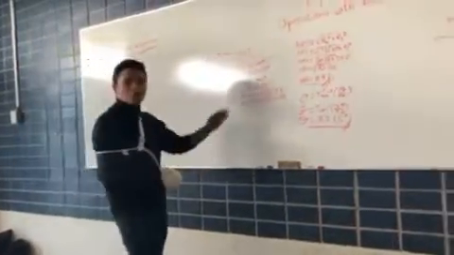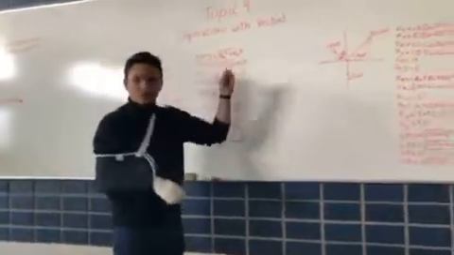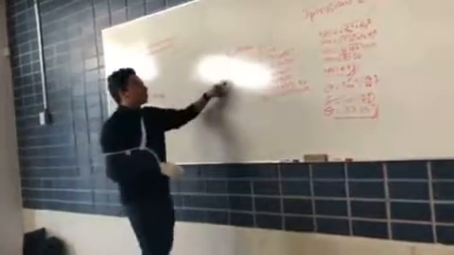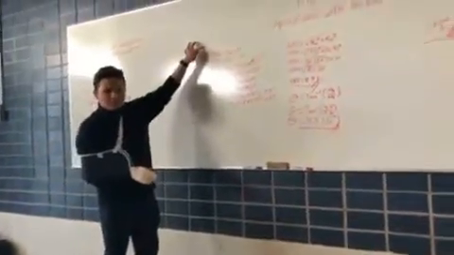Today we're going to talk about topic 4, operation with vectors. We have two different methods. The first one is called the parallelogram method. It's when you have two vectors, A and B.